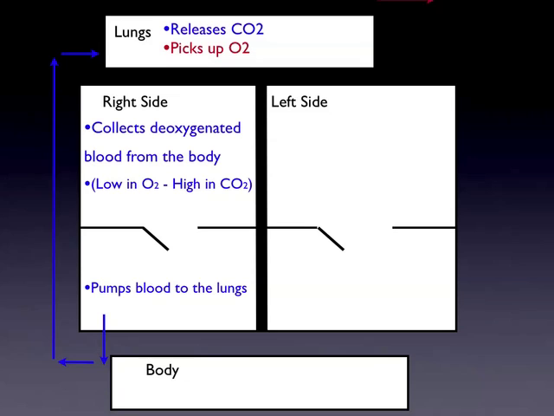It just picked up oxygen. So first, though, it needs to stop back in the heart again. But this time, it goes on the opposite side of the heart. The left side of the heart accepts this blood that came from the lungs.